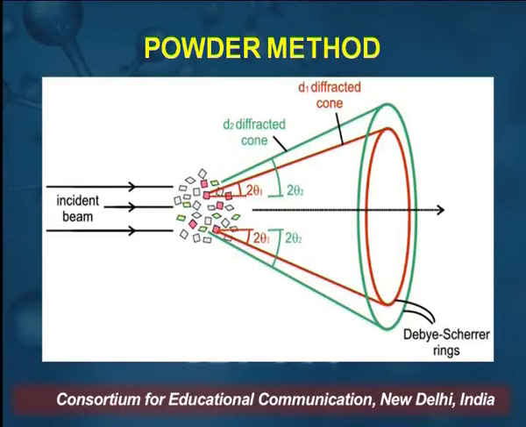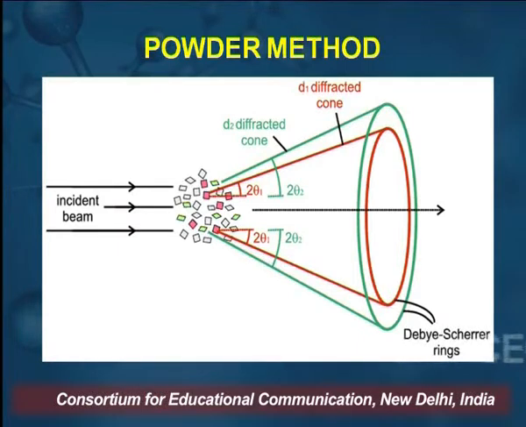The next method is the powder method. This is the most commonly used method for the diffraction pattern of X-rays. Plus, we can study the characterization of a material, maybe in the form of a powder or maybe in the form of a film.